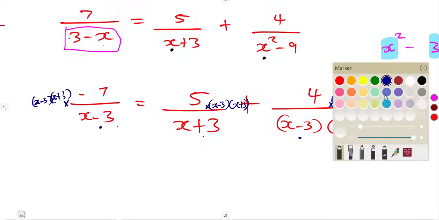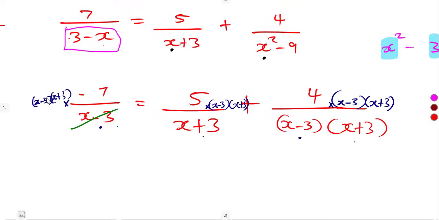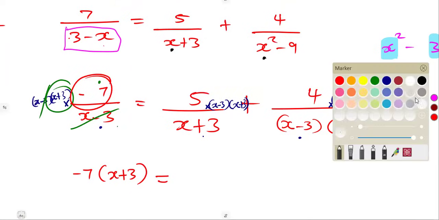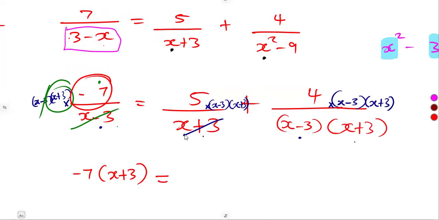Look what is going to happen here, guys. This is going to cancel, x minus 3, x minus 3. So we are left with minus 7 into what? Into x plus 3. So that's minus 7 into the bracket of x plus 3. Remember, this is negative 7. This is equal to, as we saw previously, the x plus 3 and x plus 3 will cancel. So you're going to remain with x minus 3 and 5. So that's 5 into x minus 3. There was a plus here, so that's plus.